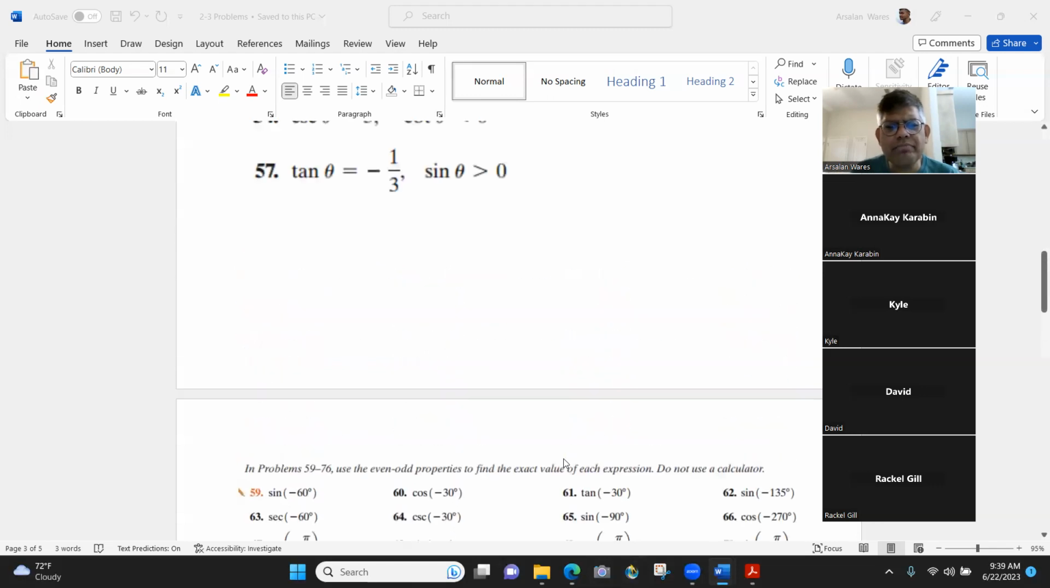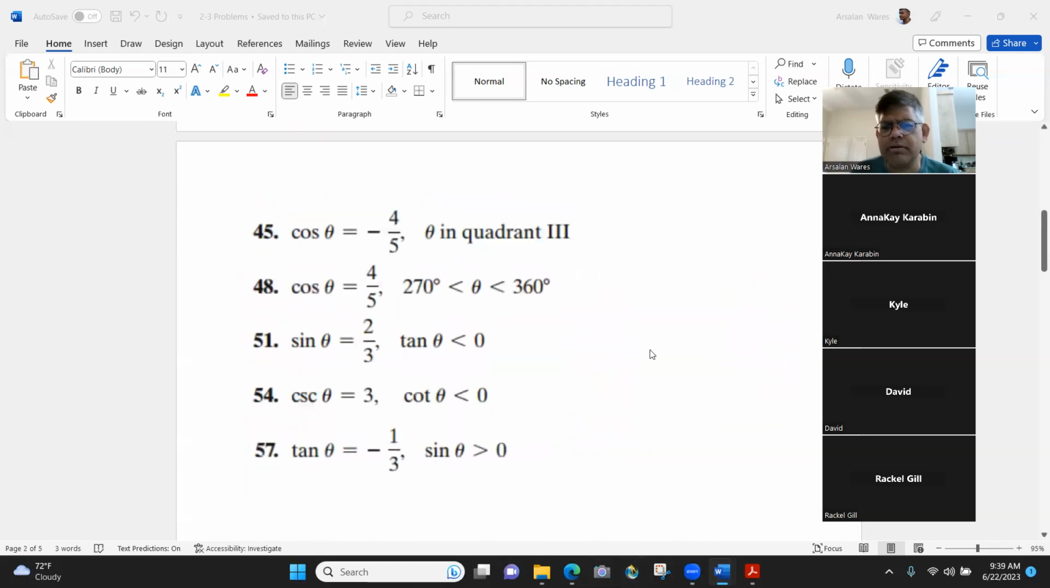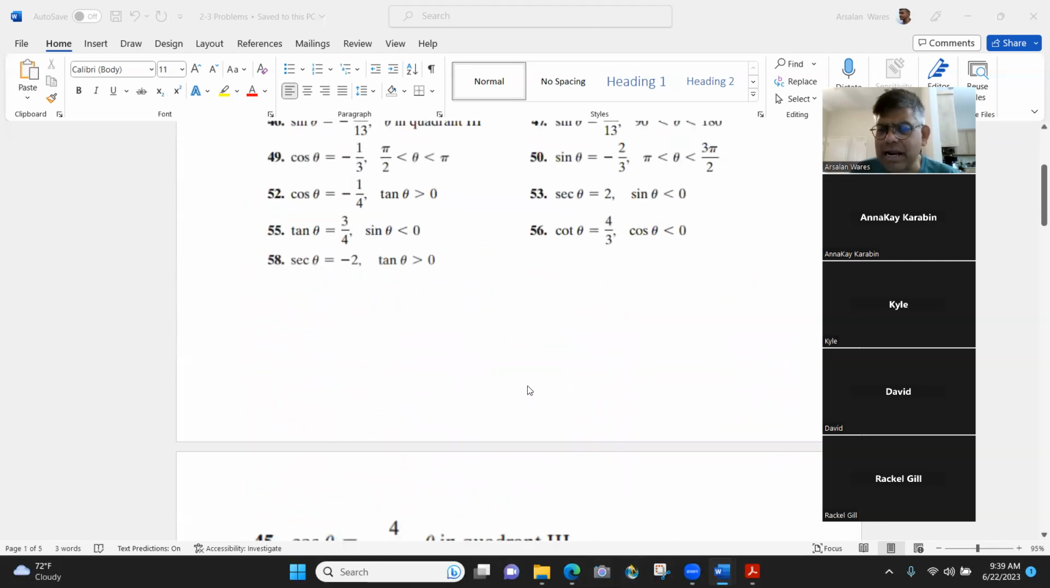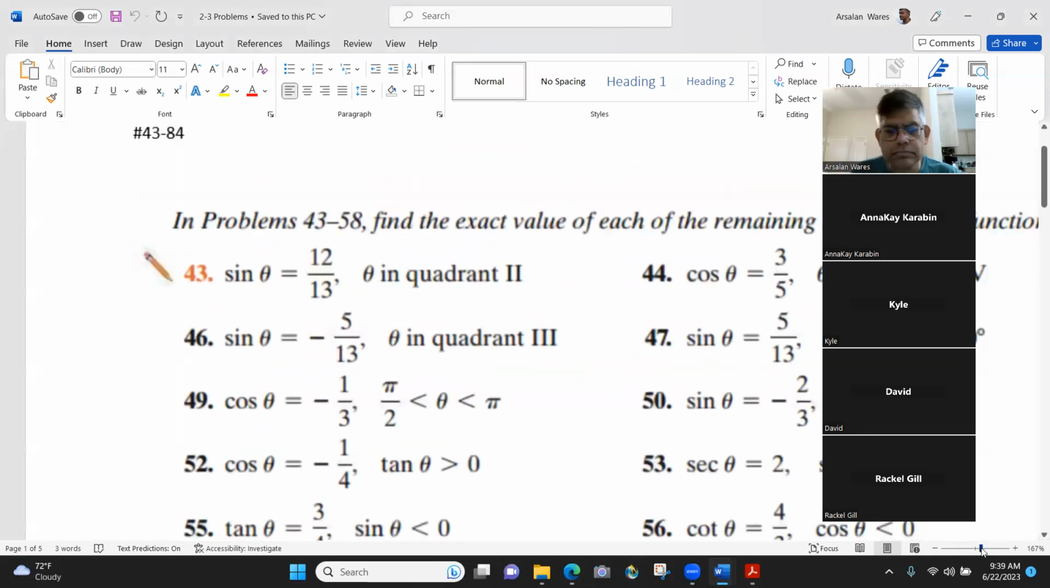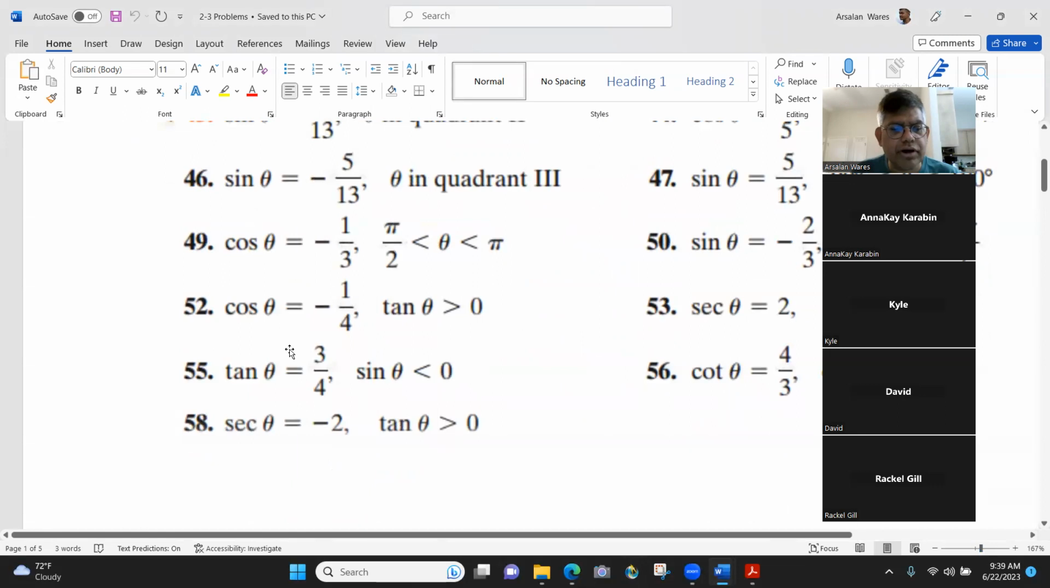So again, let's go ahead and do some from here. Let's wrap up this cluster, okay? I don't remember the numbers that I did, but I remember I did something with sine theta, cosine theta. So let's do one with tangent. Let's do 55. Okay, let's do 55.